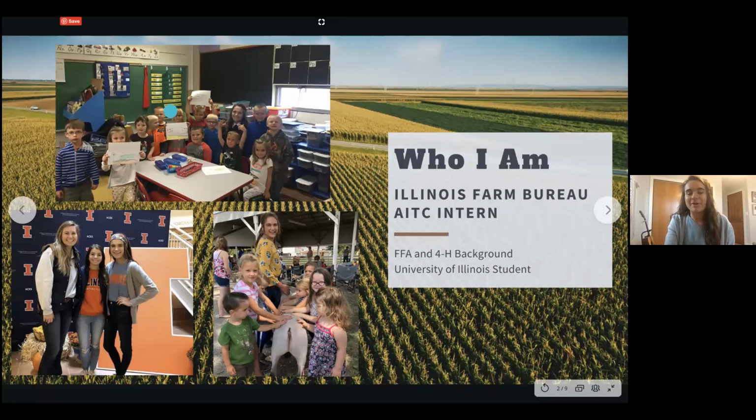Then down here, I'm at a sheep show on the right. I showed sheep from the age of 8 to the age of 18. So that's my big ag background. And right now, I'm going to be a junior at the University of Illinois, where I am studying agriculture education. I don't know if I want to teach high school ag. That's what I'll be certified for when I graduate. But I really like kids, so we'll see where I go from here.